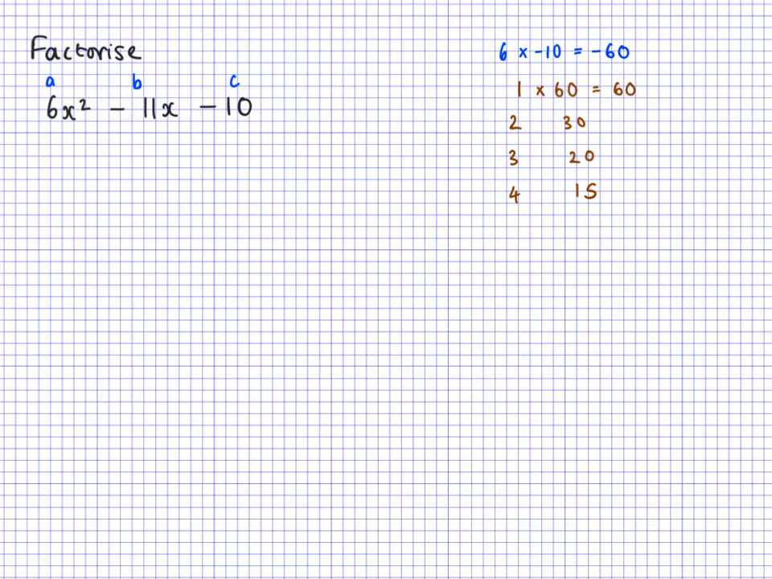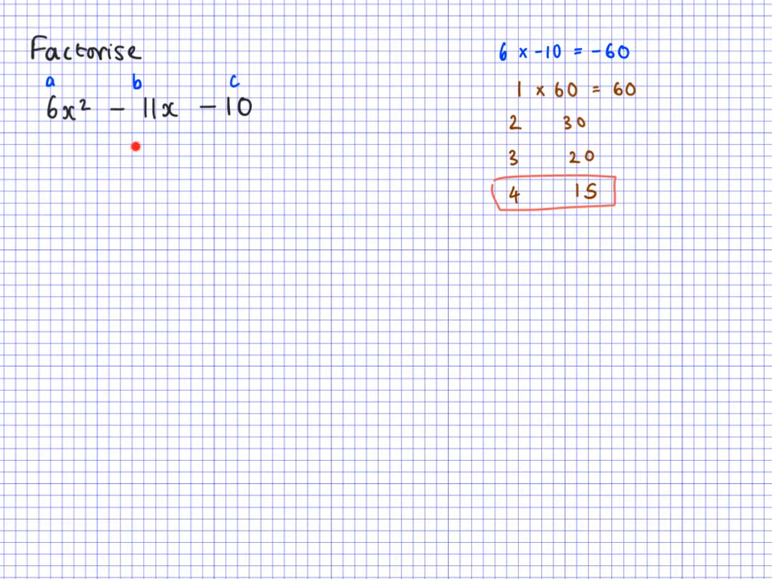So write out different ways that you can multiply two numbers to get your 60, ignoring the sign, okay? So just the 60 we're thinking about. And we notice that 4 and 15 can be used to make negative 11. Now, I can see that it's negative 15 and add 4, that will give me negative 11. So I'm going to select this one, and what I'm going to do is rewrite my expression, but this term here in the middle, I'm going to split it into 2. I'm going to make it plus 4x and negative 15x.